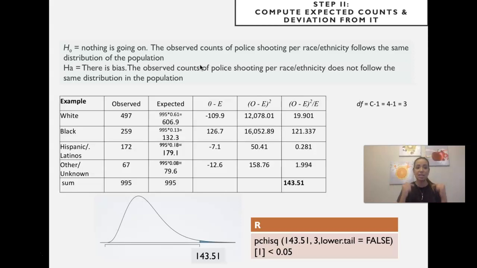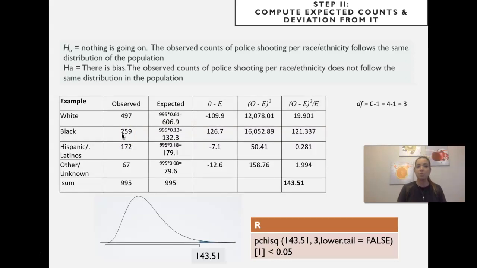And I can say that the bias is primarily against Black individuals, because if you look here, the expected number, if shootings were not influenced by race, would be 132, and you have almost twice as many Black individuals being shot than would be expected by chance alone, right?